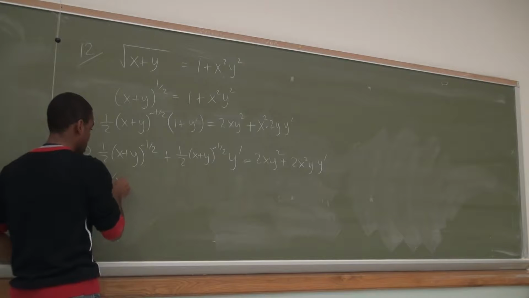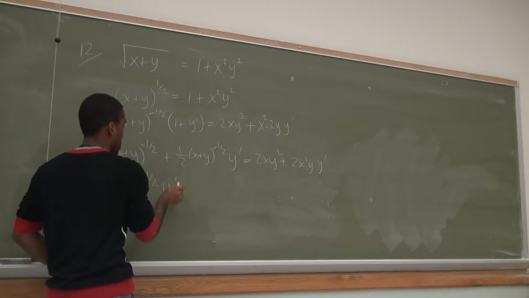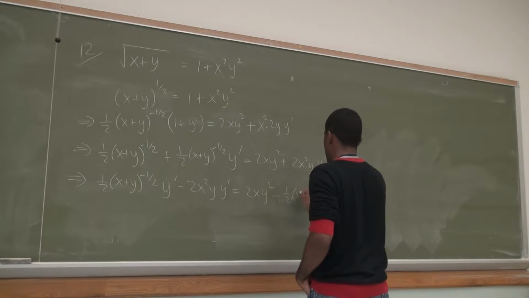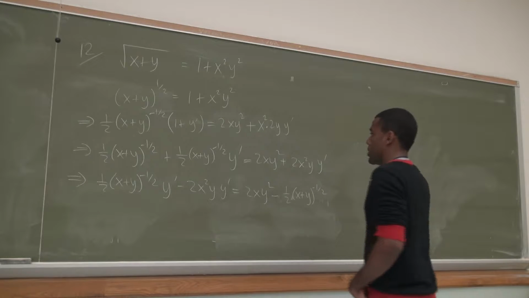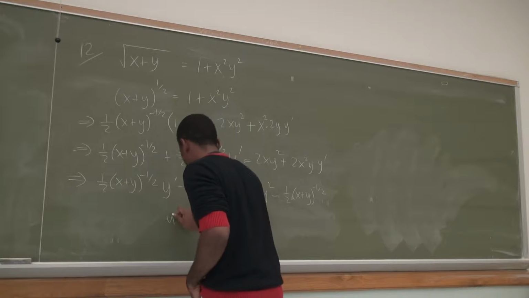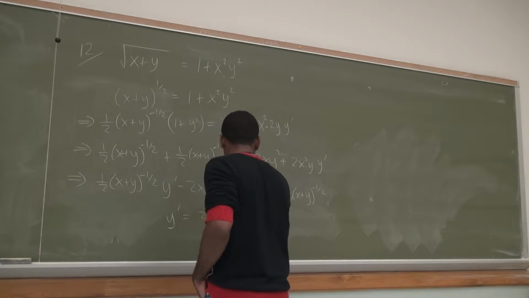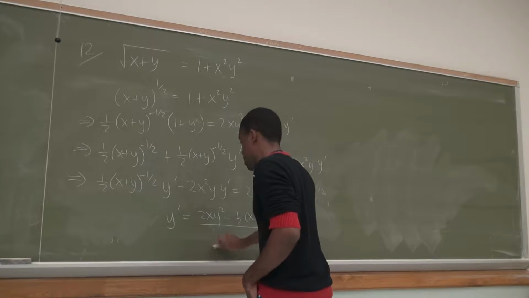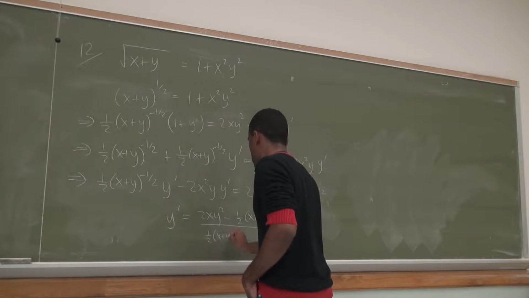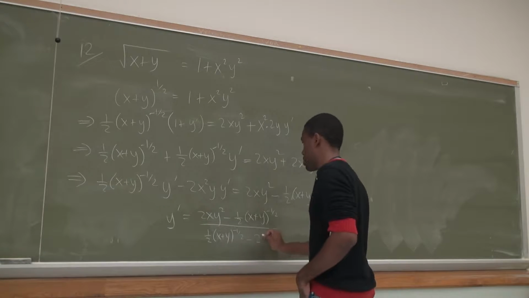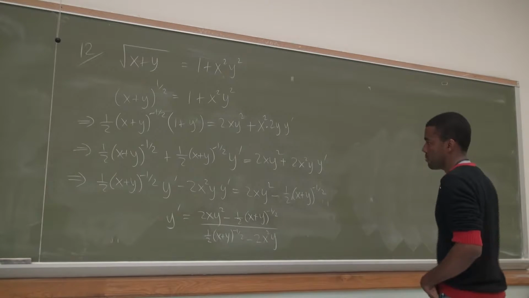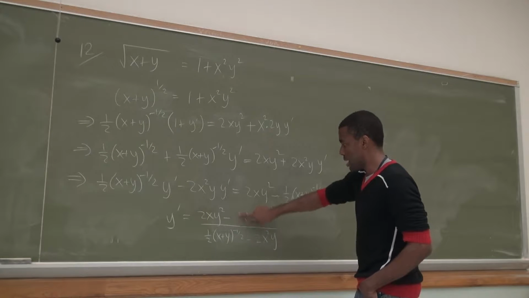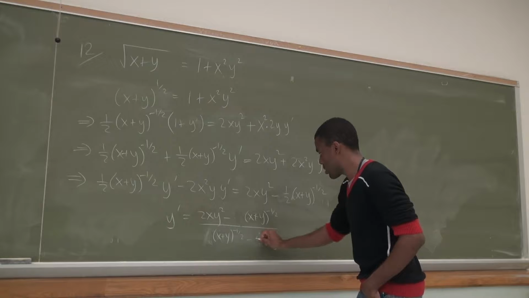Okay, so your y prime. That's fine. Or you can multiply top and bottom by 2 if you don't like the halves here. And so this would be 4, and that would be 4.